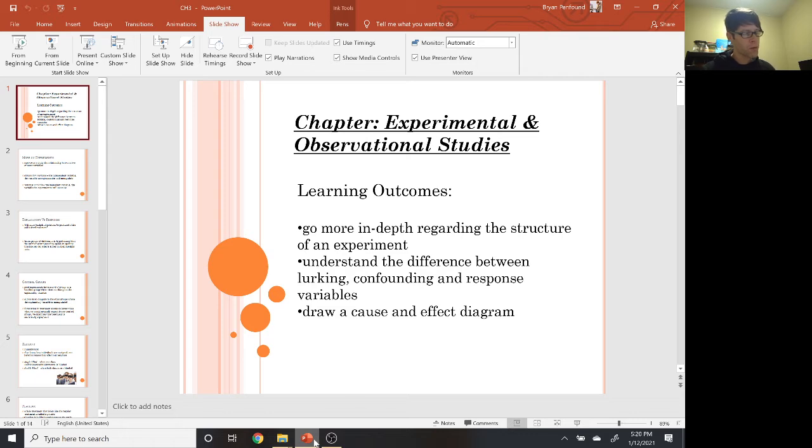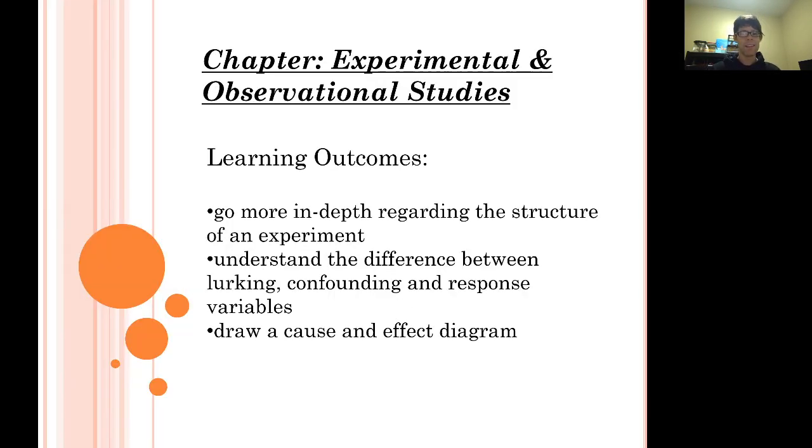Today we're going to go through the experimental and observational studies packet and get the last of the theory bit and the defining of variables out of the way, and then we can actually start doing some math next week, which I'm pretty excited about. So inside of this packet, we will go a little bit more in depth regarding the structure of experiments and really define some of the key features that I think promote good experimentation and good data collection.